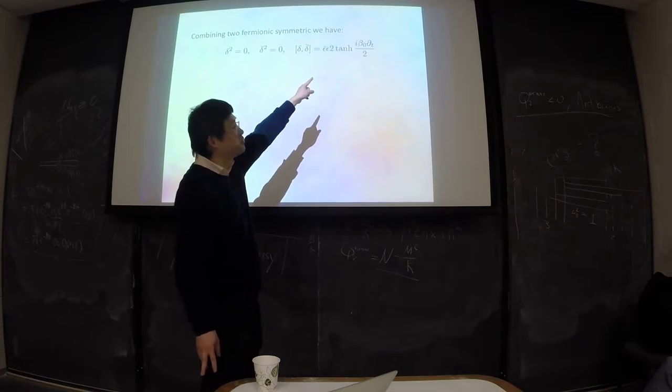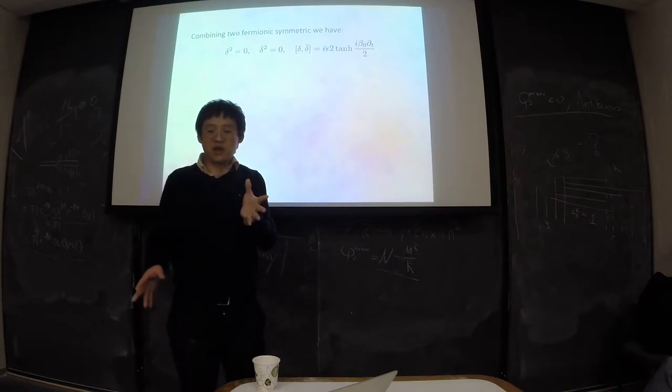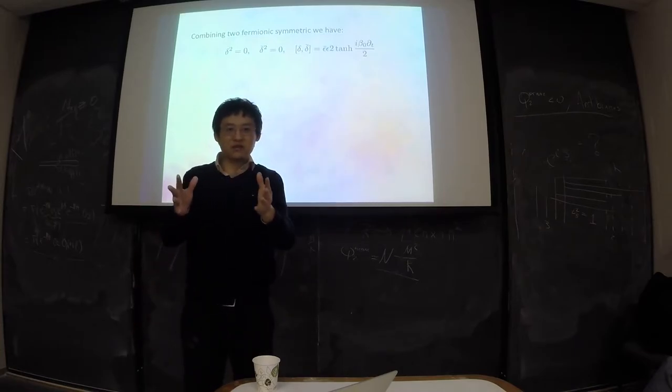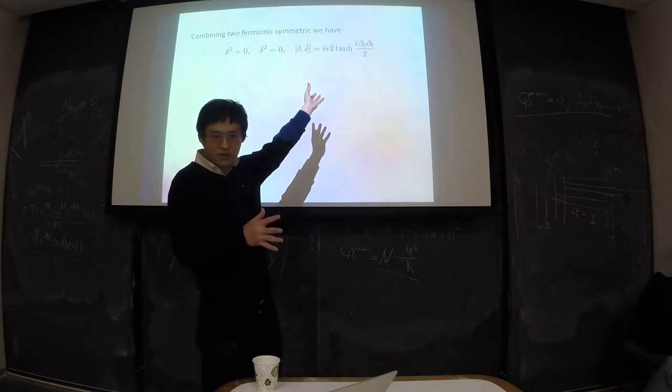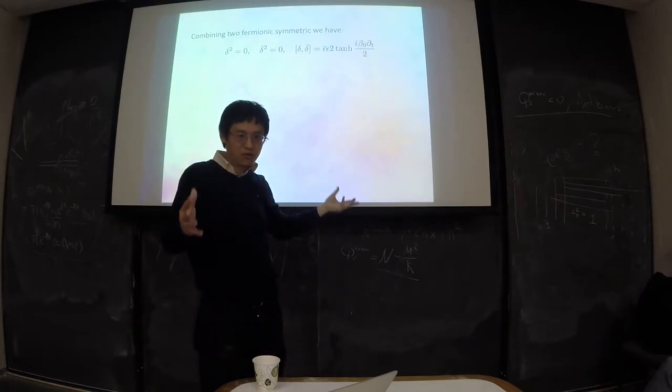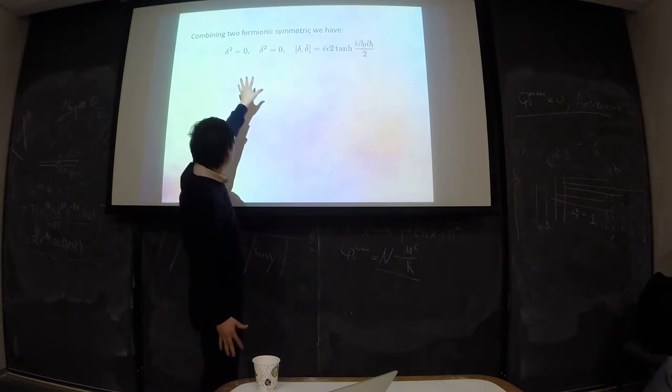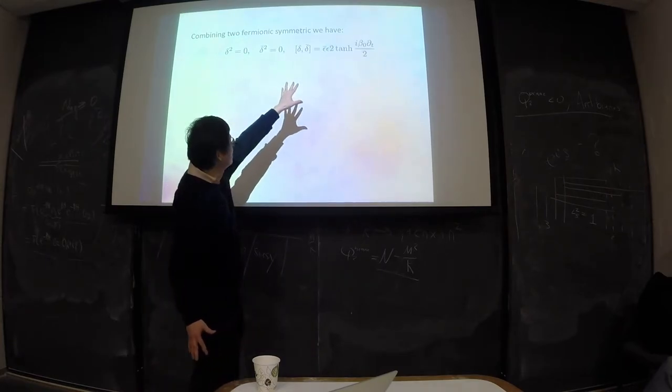And the reason this tends to appear is because, if you're familiar with the fluctuation dissipation theorem, this is also something that appears there, this tanh of beta omega. Anyway, so with that thing, you have this.